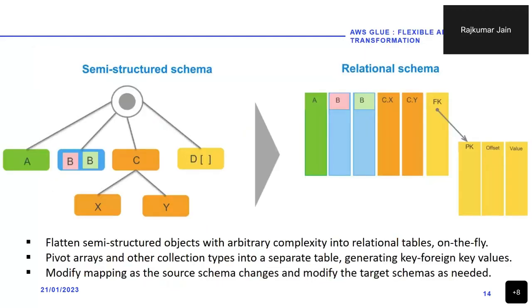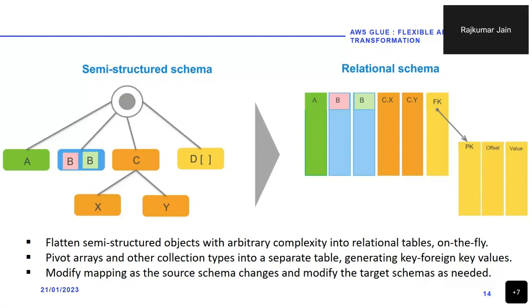As I said initially, the best part of Glue is that it will capture semi-structured data into a relational database, flattening semi-structured objects of arbitrary complexity into relational tables on the fly. You do not need to define anything. Database admins are aware of the pain of having to define multiple data types, names, and so on. Now this pain is completely removed. It will also help you pivot arrays and other collection types into separate tables, and generate keys and foreign keys if you want, but you have to configure it that way.